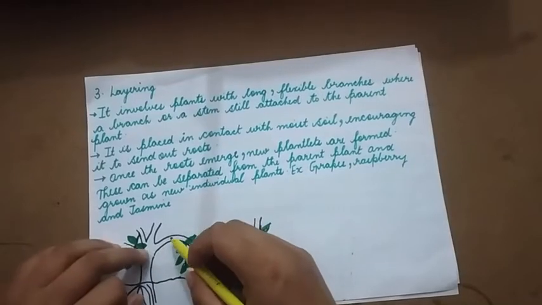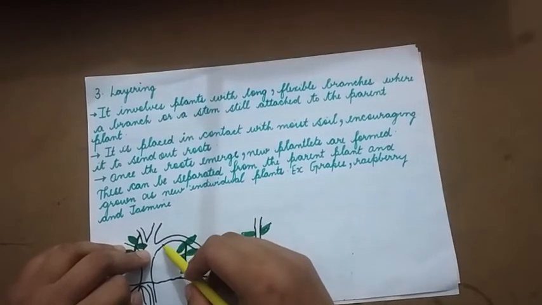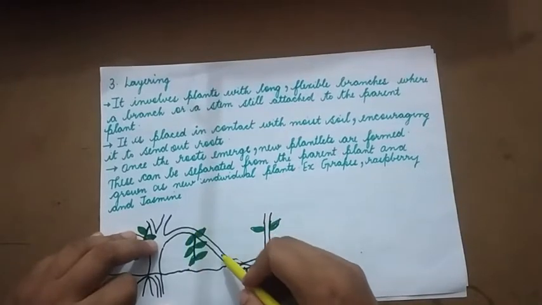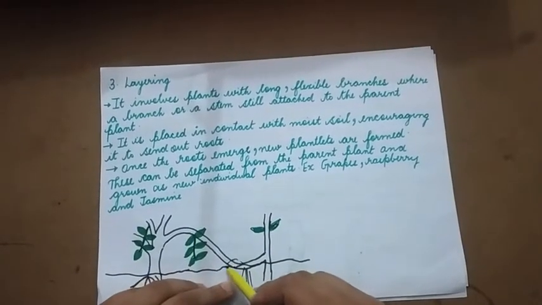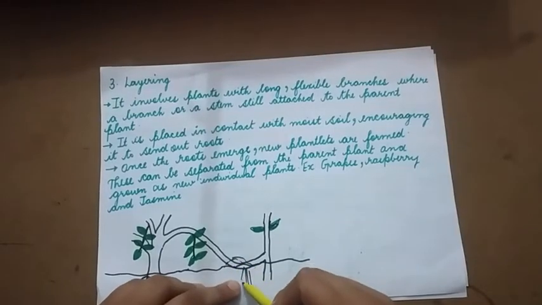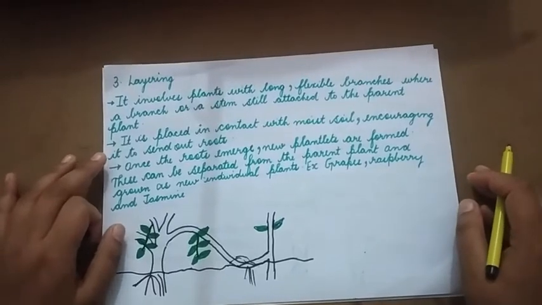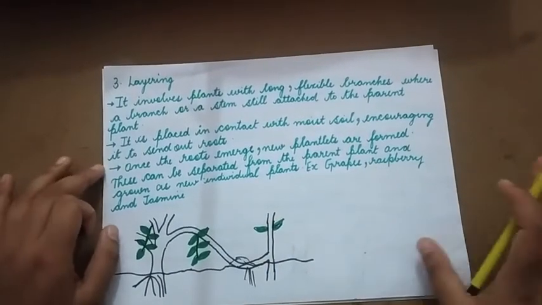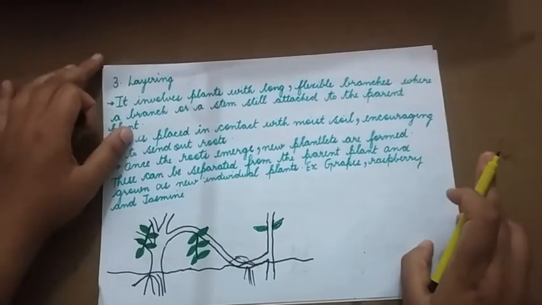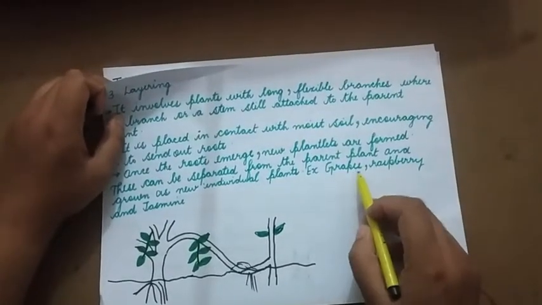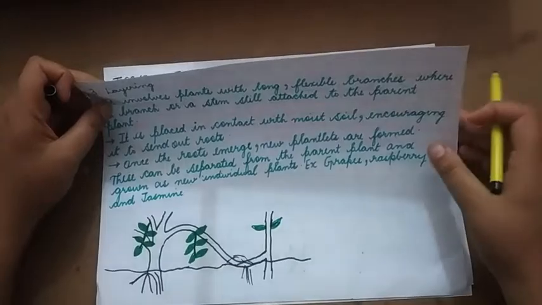First, what you're doing is bending the lowermost flexible branch down so that it touches the soil, and then you put a sufficient amount of soil here. After bending, roots will start developing, the shoots will start developing, and then it can be separated from the parent plant and grown as a new individual plant. Examples: grapes, raspberry and jasmine.